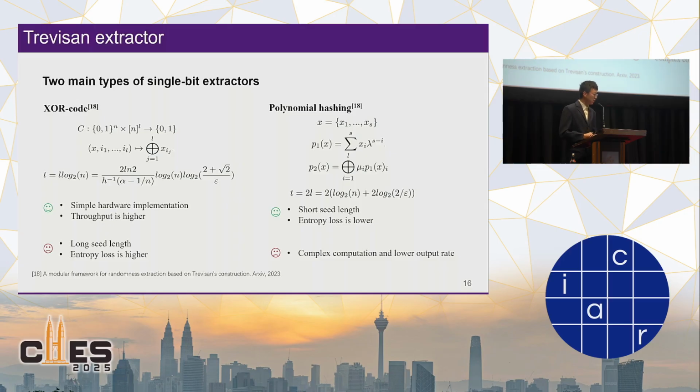We can see that the XOR code has a compact hardware implementation, but it needs a long seed length and has a larger entropy loss. But the polynomial hash is the opposite. It is efficient on seed length and entropy loss, but it is more complex. So we need a single bit extractor that strikes a balance between them.